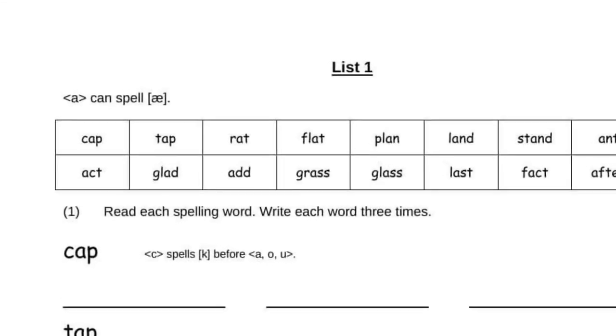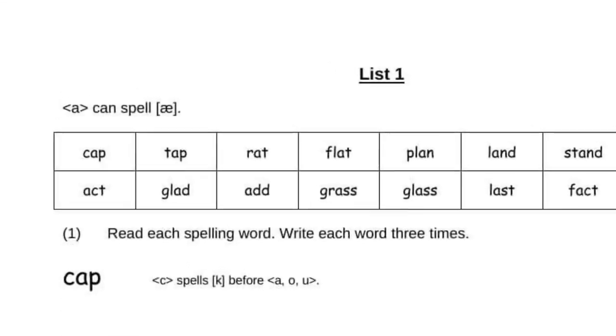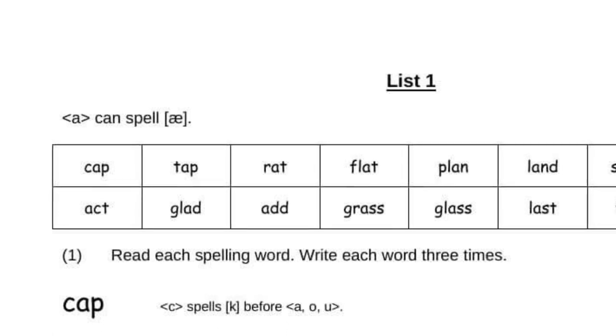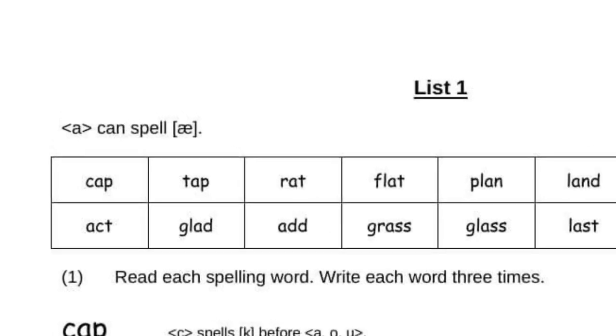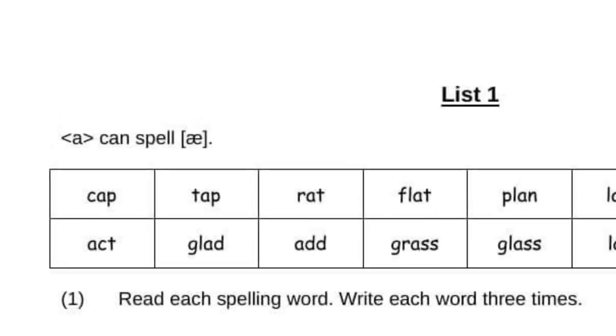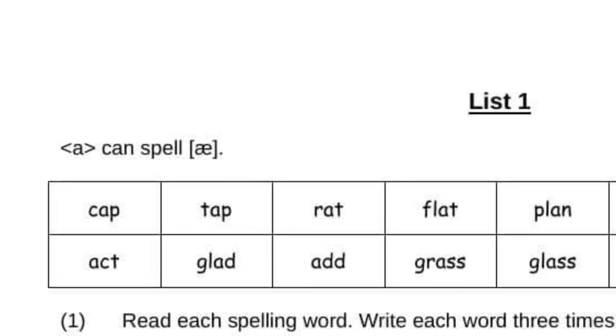Each list begins with a statement of what is taught by the words in the list, followed by the word list. For example, List 1 focuses on A spelling A.